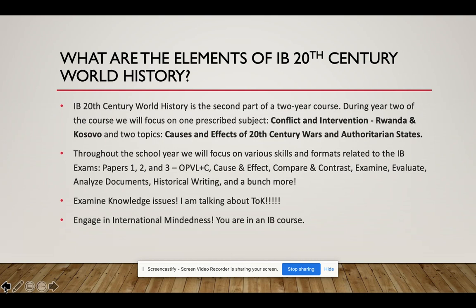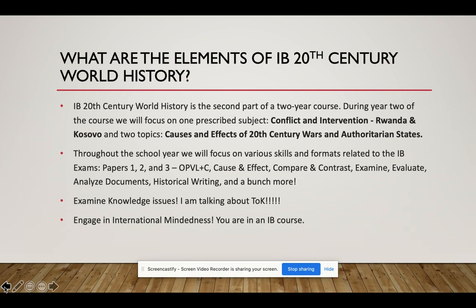We'll take a look at two topics, cause and effects of 20th century world wars. And so we want to look at how wars start in practice and the effects. And so we'll zero in on the First and Second World Wars, as well as civil wars that occurred in the 20th century, like the Chinese Civil War and Spanish Civil War. And then we'll take a look at authoritarian states of the 20th century. We want to look at how these states rise to power, consolidate and maintain their power, and contribute to the collapse of these authoritarian states. So we'll take a look at Germany with Hitler, Soviet Union with Stalin, and China with Mao.